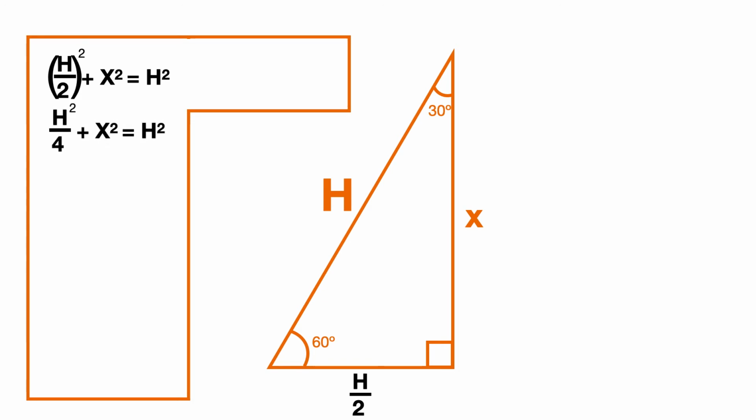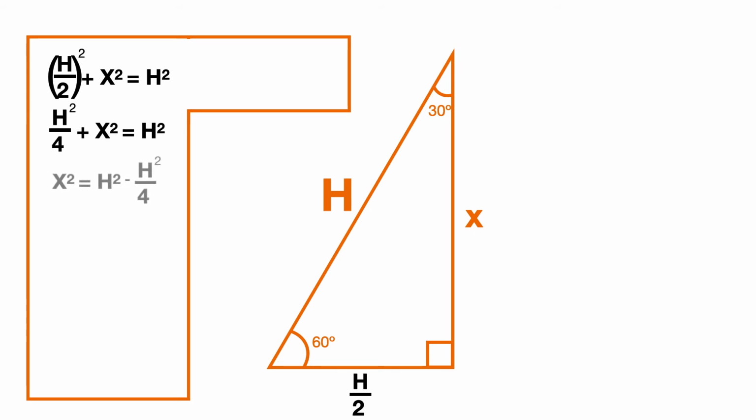power properties, right? That's what they're called. Power properties tell us that you can just square the top and square the bottom, just like the square root. So h squared is just h squared, and 2 squared is 4, right? 2 times 2. So our equation is that now.